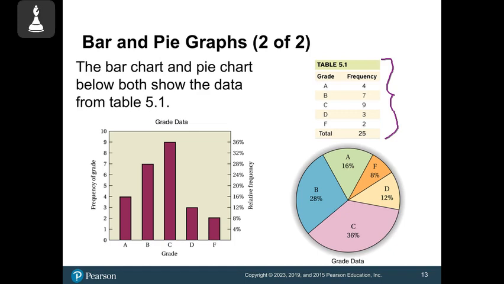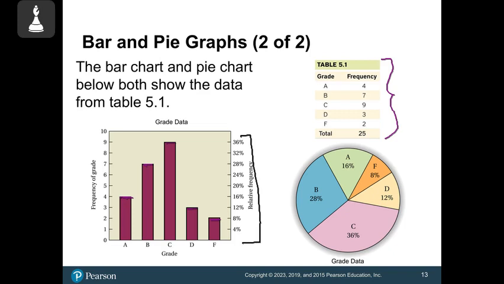And you'll see both forms here. On this side is the frequency. So this A bar goes to a height of 4. The B bar goes to a height of 7, C to 9, D to 3, F to 2. You could have, instead of using regular frequencies, used relative frequencies, and the graphs are going to still be exactly the same height. It's just that now they're going to be in terms of percentages. So A's were 4 out of 25, or about 16%.